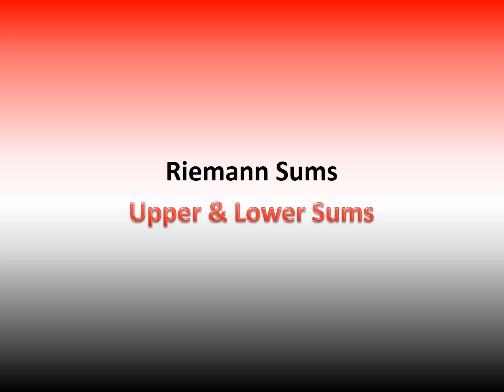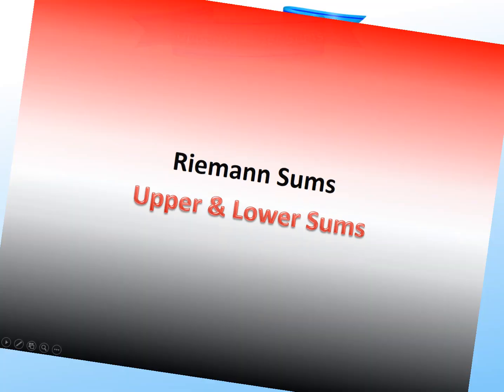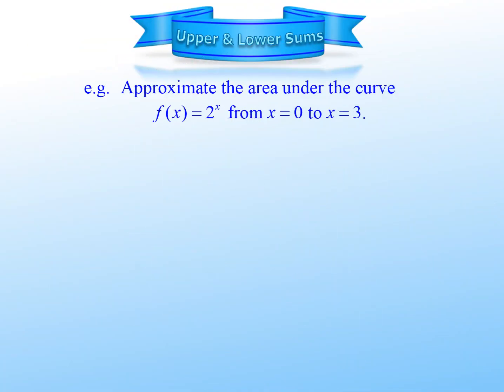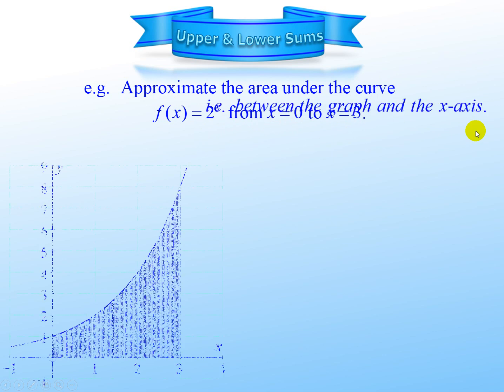As the Riemann sums have so many little parts to it, different bits of knowledge you need to have, I've broken it down into 3 different videos with 2 introductory ones before we actually do the Riemann sums. So this one, upper and lower sums, what we're doing is we're finding the area under curves, approximating area under curves. So here we're going f of x equals 2 to the x from 0 to 3.